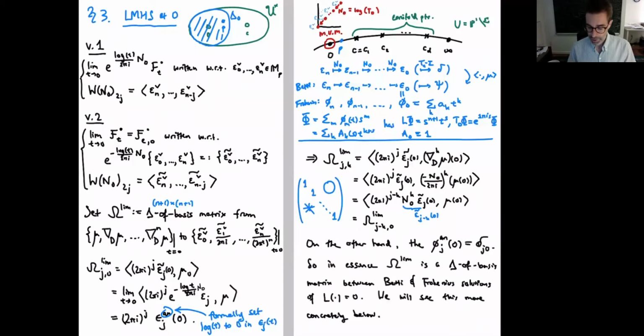On the other hand, the phi_j analytics have 0 constant term, except for the 0th phi_j. So in essence, omega lim is a change of basis matrix between Betti and Frobenius solutions of the original Picard-Fuchs equation. And that's how we're going to compute the limit mixed Hodge structure.